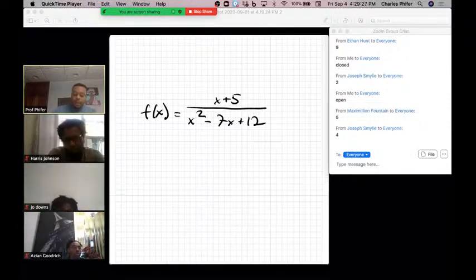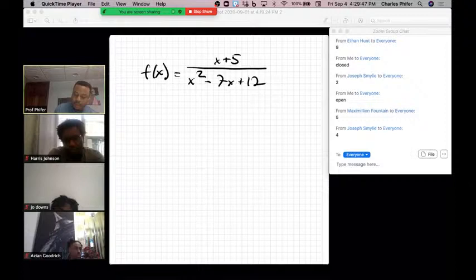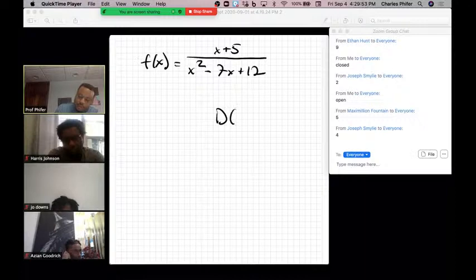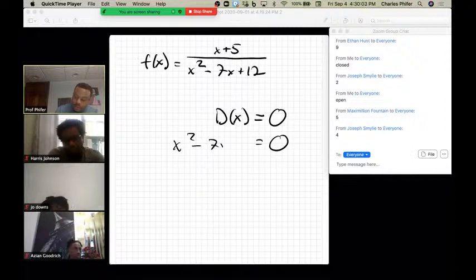So in general, for a rational function, like when we have a fraction, the domain is all reals except any x that makes the denominator 0. Because we cannot divide by 0. So we have to throw out any x that makes the denominator 0. So how do we determine which x makes the denominator 0? Well, we set the denominator equal to 0, right? So if we set the denominator equal to 0, we have this, right? And then from here, we factored, right?